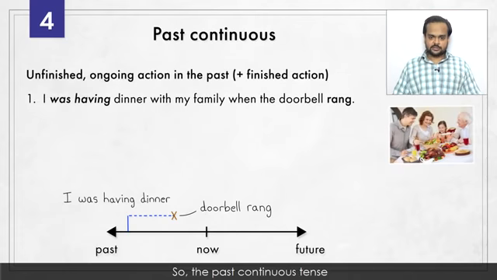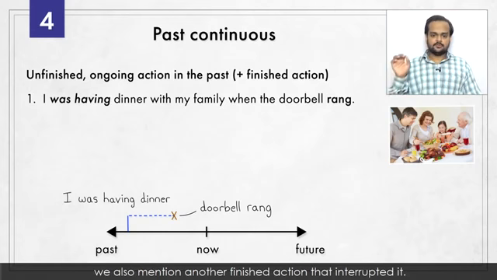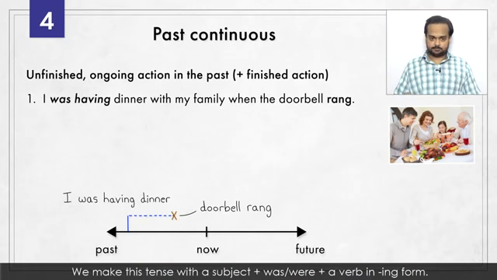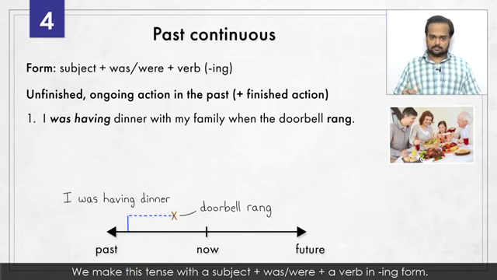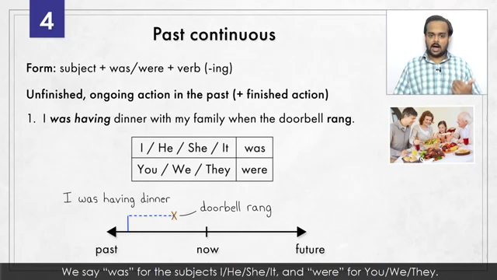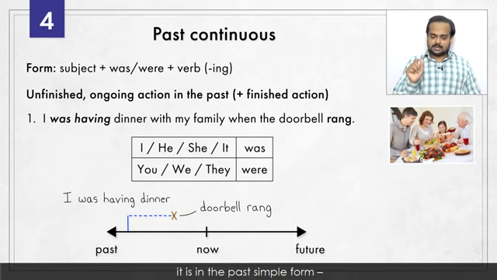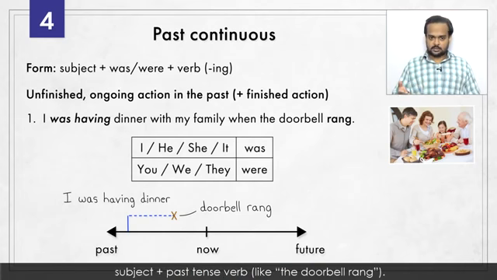So, the past continuous tense talks about an unfinished, ongoing action in the past. And normally, we also mention another finished action that interrupted it. We make this tense with a subject plus was or were plus a verb in ing form. We say was for the subjects I, he, she, it, and were for you, we, and they. If we mention a finished action that interrupted the continuous action, it is in the past simple form, subject plus past tense verb, like the doorbell rang.